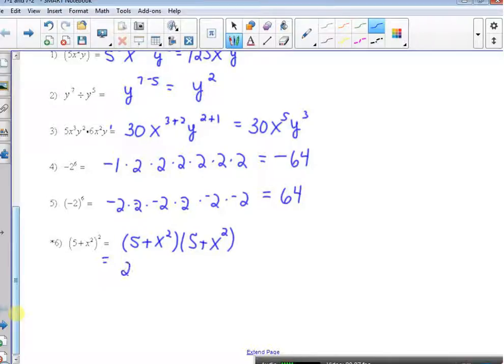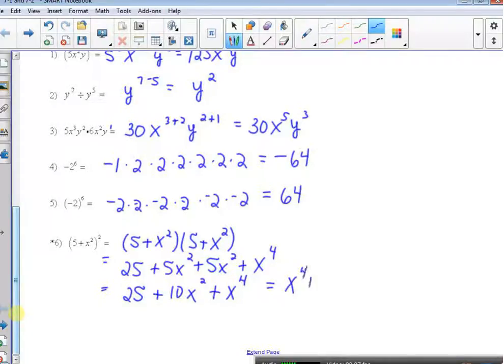So I get 25 plus 5x squared plus 5x squared. And x squared times x squared is x to the 4th. It's not 2x squared. And then I'm going to finalize that as 25 plus 10x squared plus x to the 4th. And then if I put that in standard form, it's x to the 4th plus 10x squared plus 25. Okay, next.